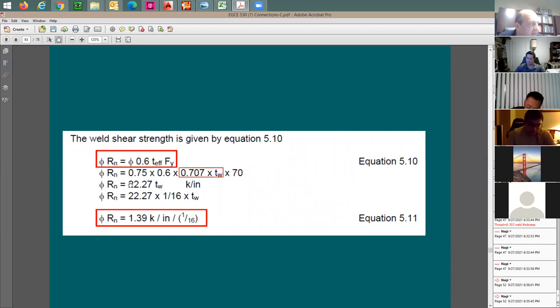I can clean the numbers up a little bit. It's going to equal 22.27 times the weld thickness, in kip per inch. This number includes the 0.707, which means it is made for the effective weld thickness. And this is again equal to 22.27 times the thickness of the welded connection. Now, let's do it for each 1/16 of an inch.